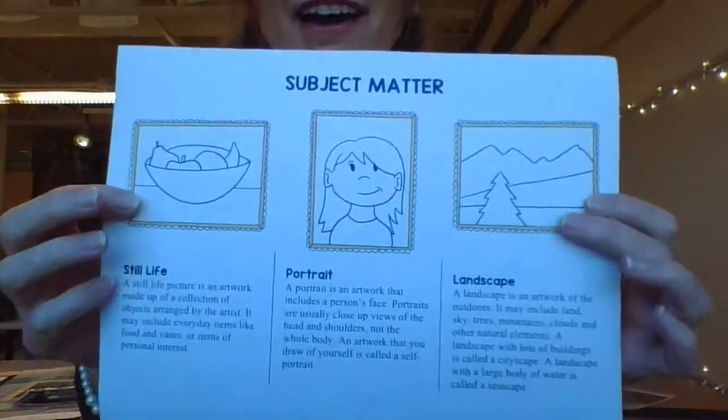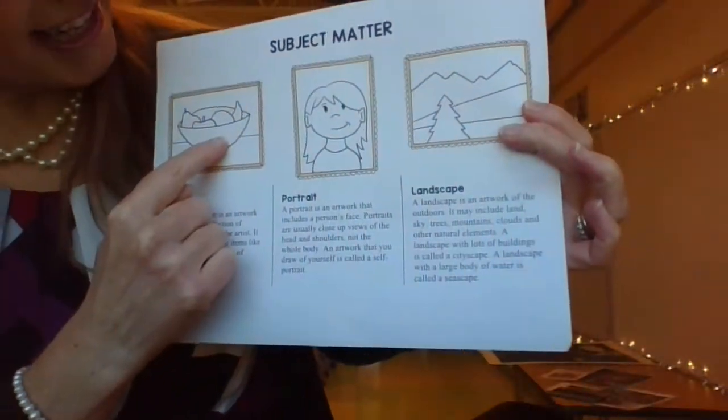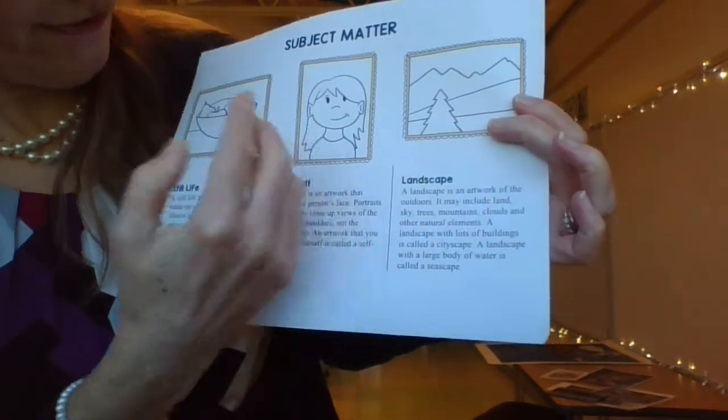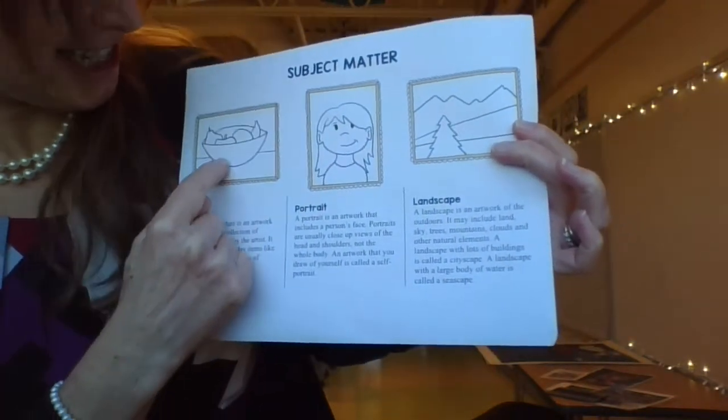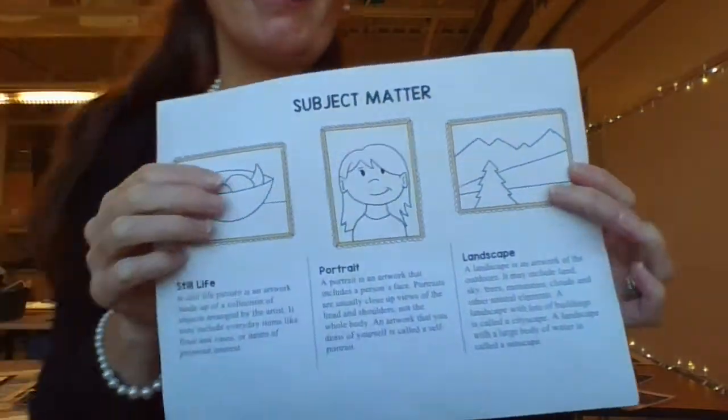I would like to share with you my first choice board, which is about subject matter, and I want to share some examples with you. There are so many types of subject matter, but three main types, with some artwork, would be the landscape, the portrait, and the still life.